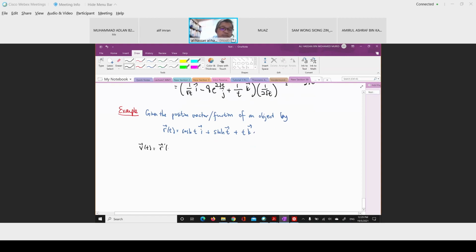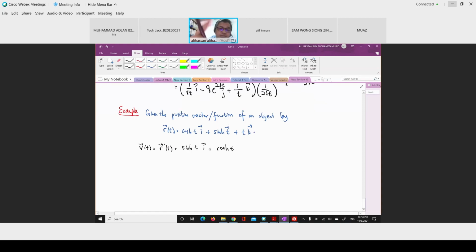It is equal to r prime t, which is equal to, what is the derivative of cosh? You still remember? Sinh, sine hyperbolic. Some students call it shine, I call it shin. What's the derivative of shin? Cosh. Oh, sorry, it should be sinh t i plus cosh t j, and then plus k, isn't it?